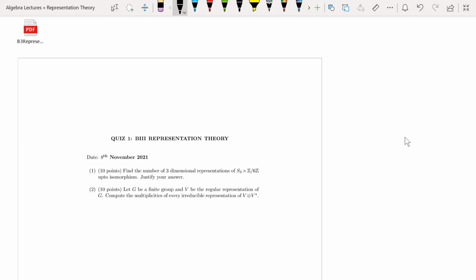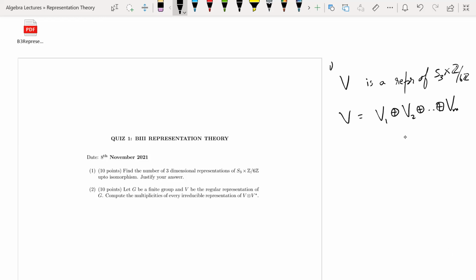So if you are given a representation V of S3 cross Z mod 60, any group for that matter, then you can write V as a direct sum of irreducible representations, V1 direct sum V2, and so on, where each Vi is irreducible.